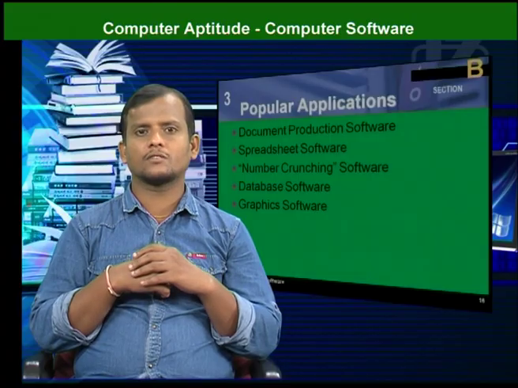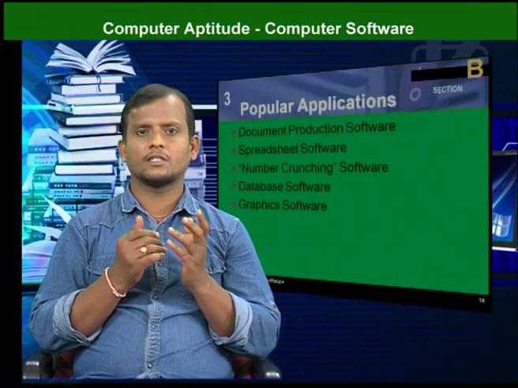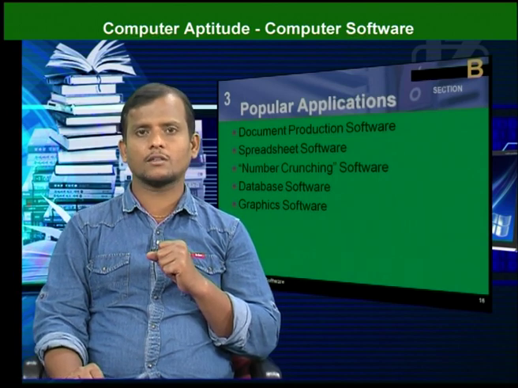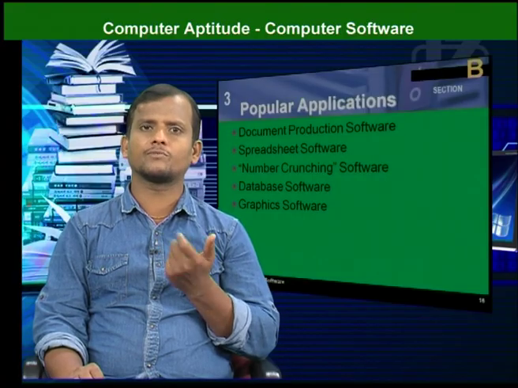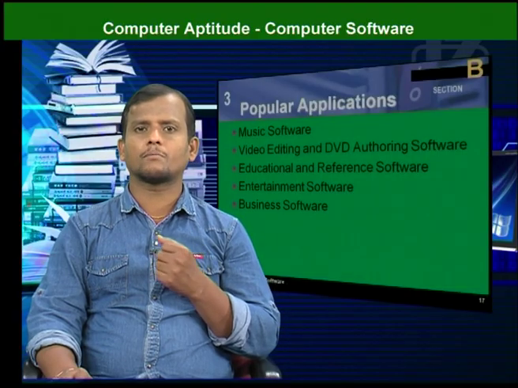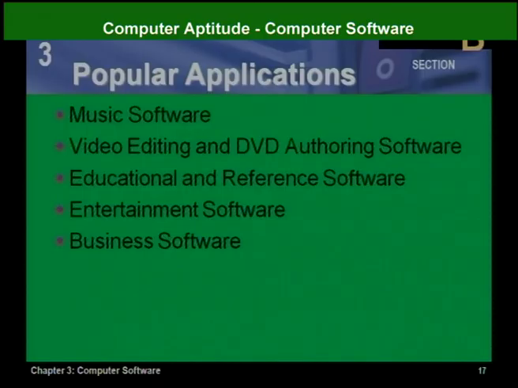So these are the popular application softwares, as we already discussed: document presentation, spreadsheet, graphics software, data software, number crunching software. This is one software which is used for number crunching. Music software, videos, education, entertainment, business software. Entertainment software is nothing but playing a video, listening to music, playing games. So even if you want to play games, you need a software. If you want to play video, you need a software. If you want to listen to music, you need a software. Those all come under application software.